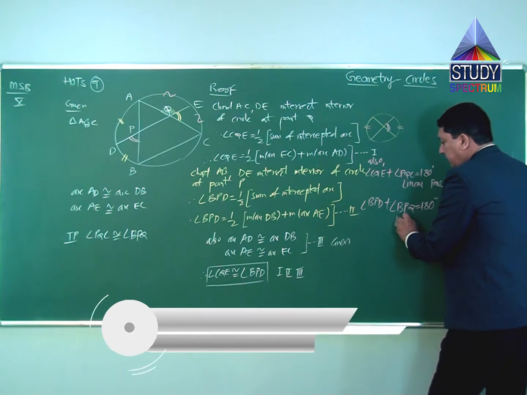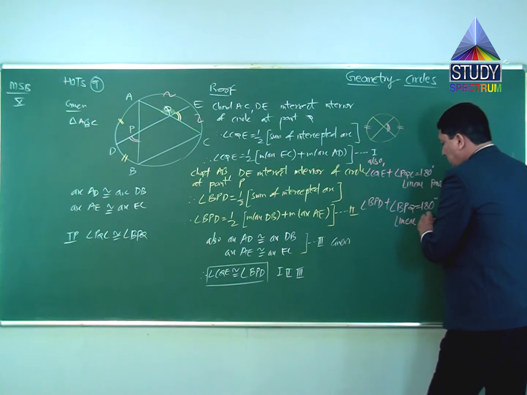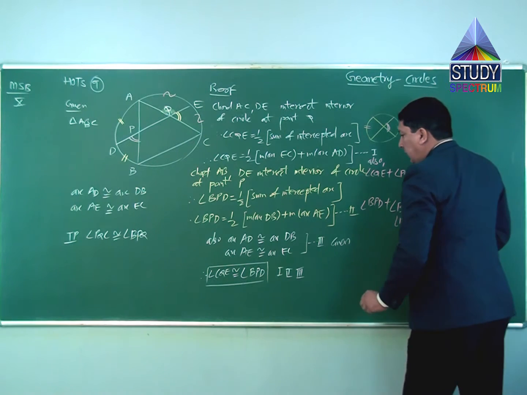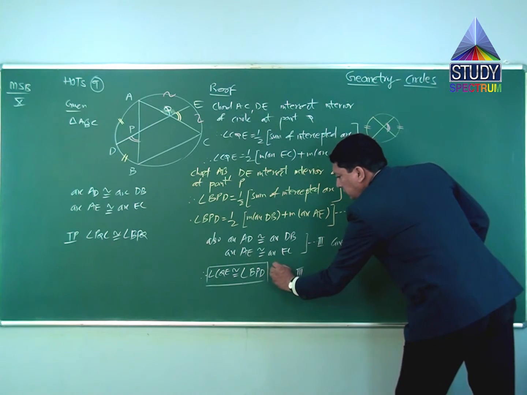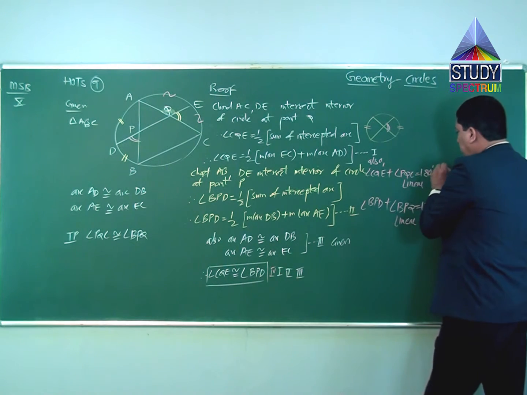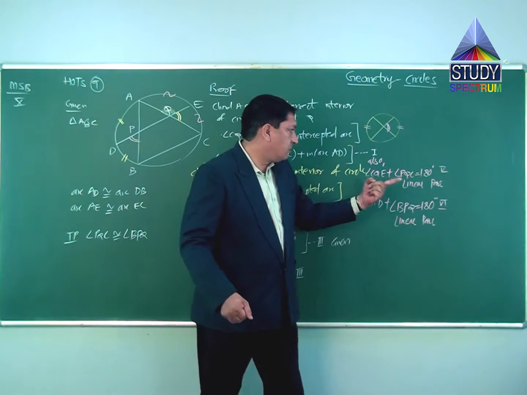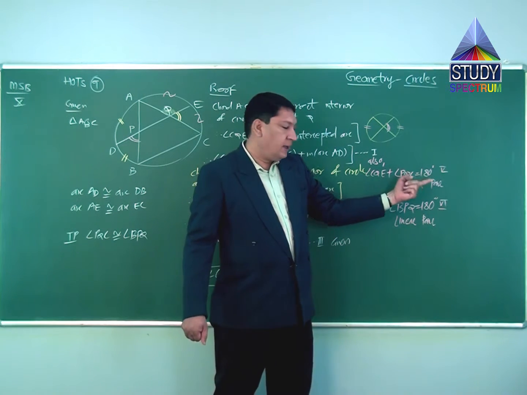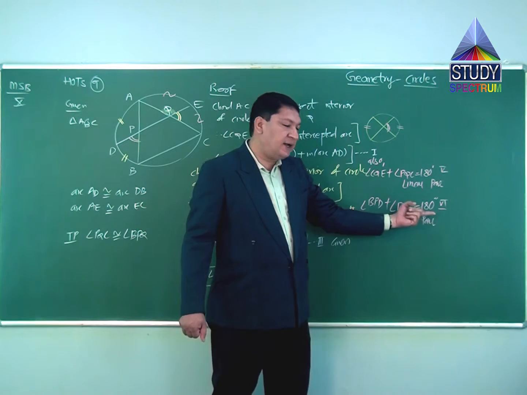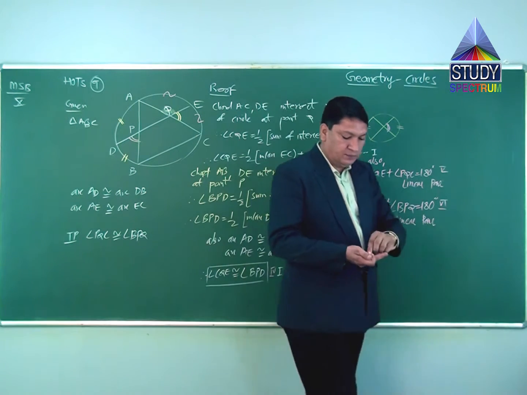Reason is same, linear pair. Now this is our fourth equation. This is our fifth equation. These are sixth equation. Now fifth and sixth, right hand sides each 180 degree. Equation number 5, right hand side is 180. Equation number 6, right hand side is 180. That means left hand sides are equal.